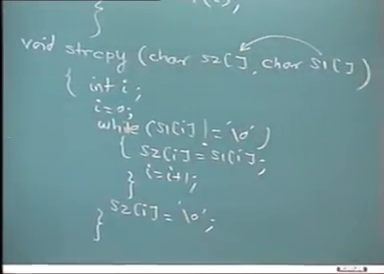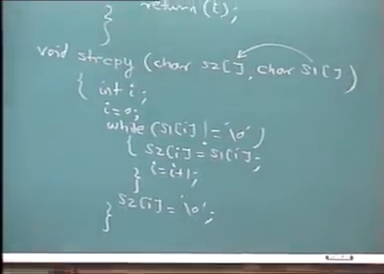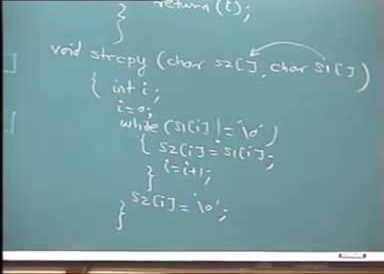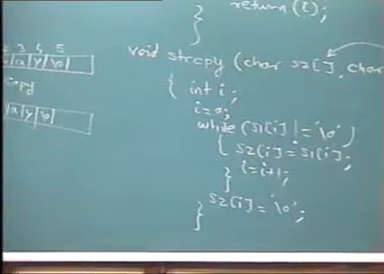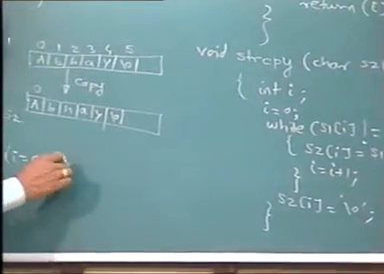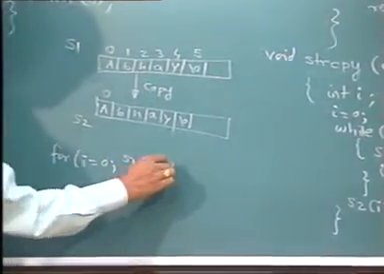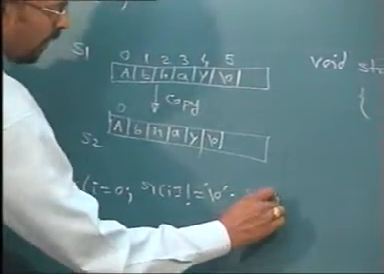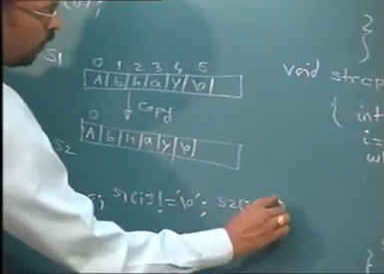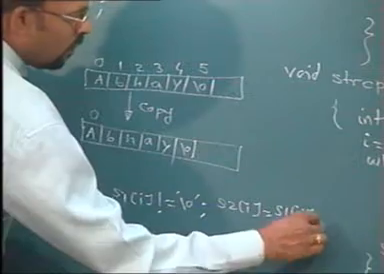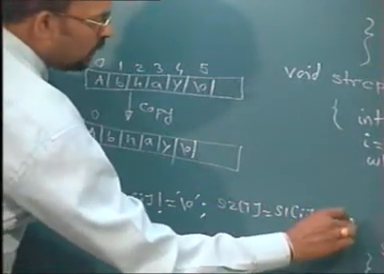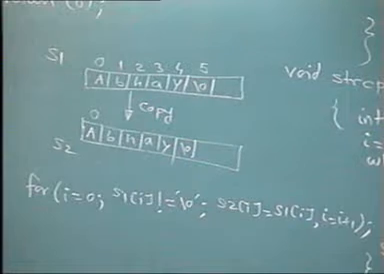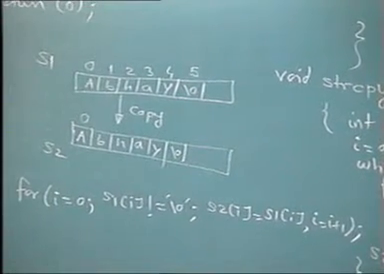It will be copied. String s1 will be copied to string s2. Obviously, we can write it in the simplest form as: for i equal to 0, s1 of i not equal to \0, s2 of i equal to s1 of i, i equal to i plus 1, semicolon. A single for loop without a body.